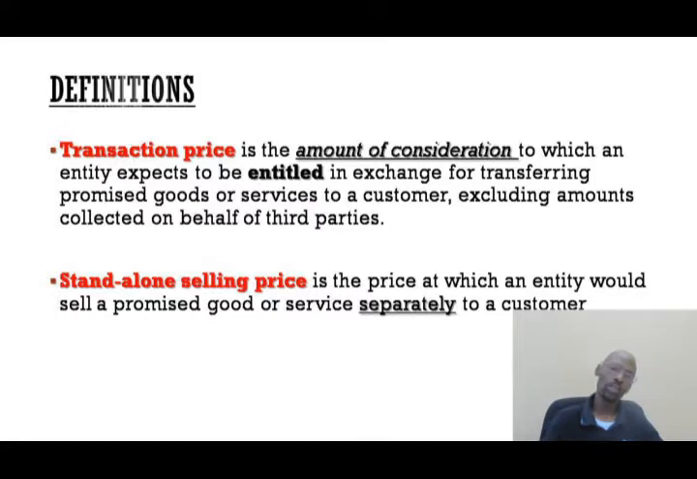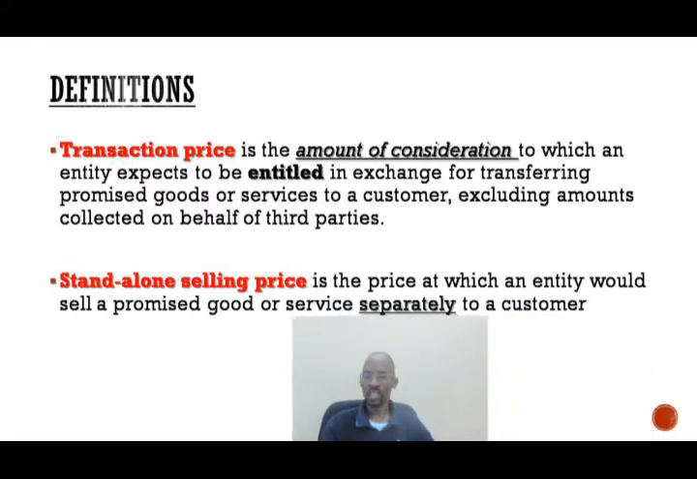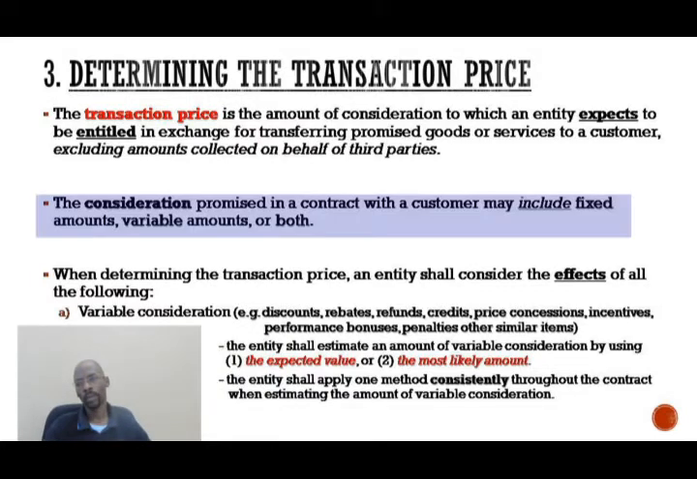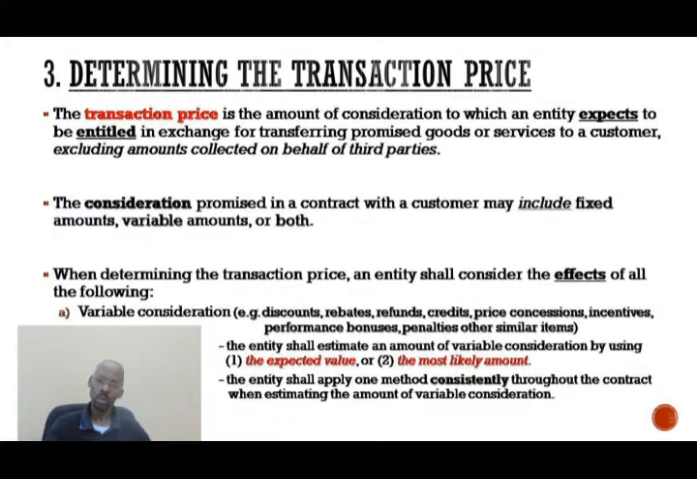Then, in terms of determining the transaction price, our step 3. The consideration promised in a contract may include fixed amount, variable amounts, or both. Then, what we need to know, there are about 5 factors which we need to take into consideration when we determine the transaction price. The first one is about variable consideration. Things such as discounts, rebates, refunds, credits, and etc.